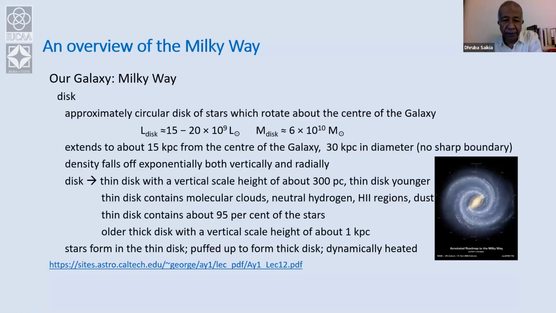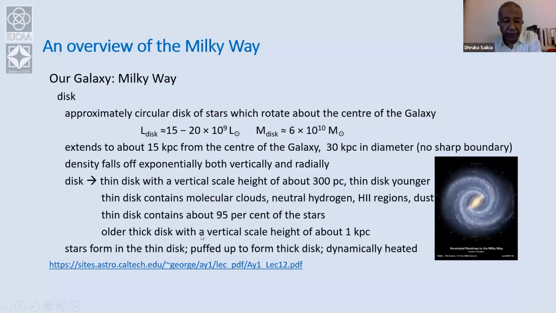Neutral hydrogen may be seen to further distances than the stellar light, and density falls off exponentially, both vertically as well as radially. So when you look at a disk, there is a thin disk with a vertical scale height of 300 parsec. These contain the young stars. They contain the dense components of the interstellar medium, the molecular clouds, which are the densest, coldest regions, as you will hear in a short while from my friend and colleague, Mr. Srianand. And this thin disk contains 95% of the stars in the disk.